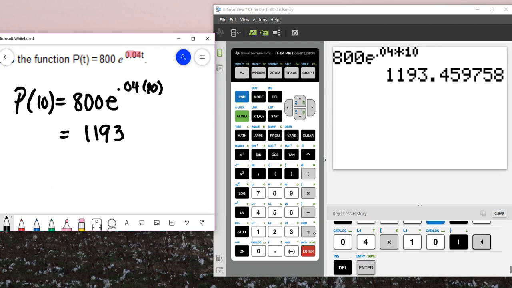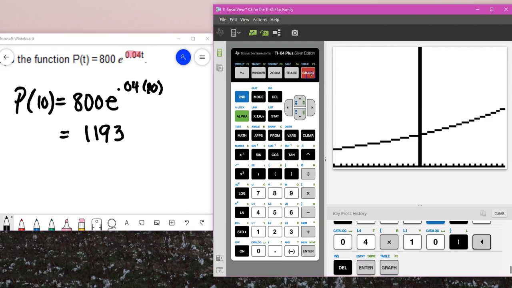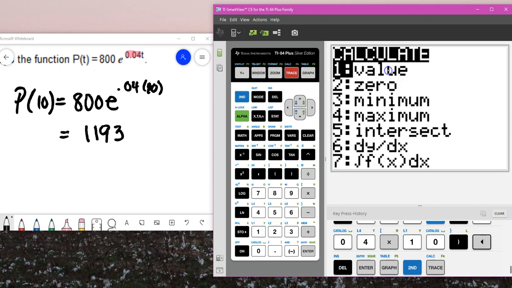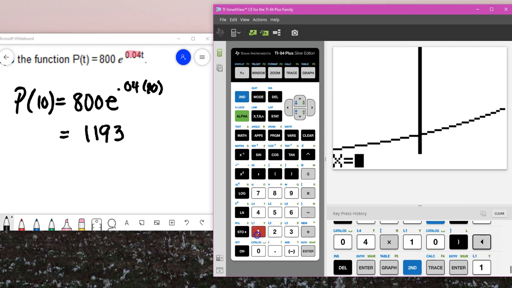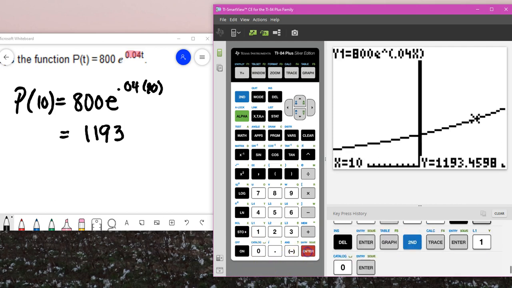1,193. Now another option, if I go to the graph, is to use a feature in the calc menu. So I'm going to hit second and then trace. That pulls up the calc menu, and number 1 is value. This allows me to type in an x value of 10, and it's going to tell me what the y value is: 1,193.